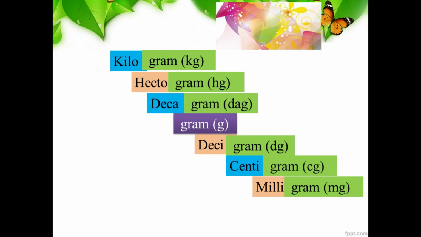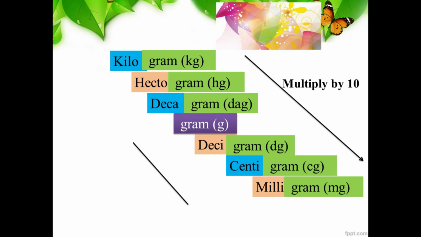And you know that if we want to convert from a larger unit to a smaller unit, we must multiply by 10. Whenever you are converting from the larger unit to a smaller unit, we have to multiply by 10. If we want to convert from a smaller unit to a larger unit, we have to divide by 10 for each step. That is very important. For each step, we have to multiply by 10 if you want to convert from a larger unit to a smaller unit.